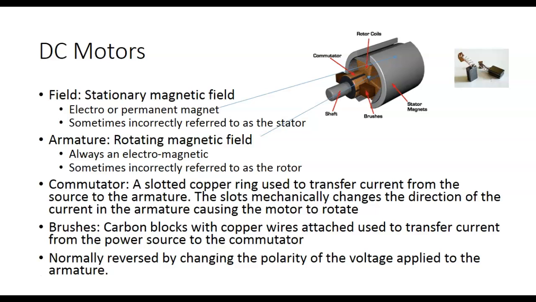Normally, we can reverse it two different ways. We can't do this one because that's a permanent magnet, but we can literally reverse it two different ways. We can reverse the connection on the field if we've got an electromagnetic field, or we can reverse the connection on the armature. If you reverse both of them, it'll run in the same direction.